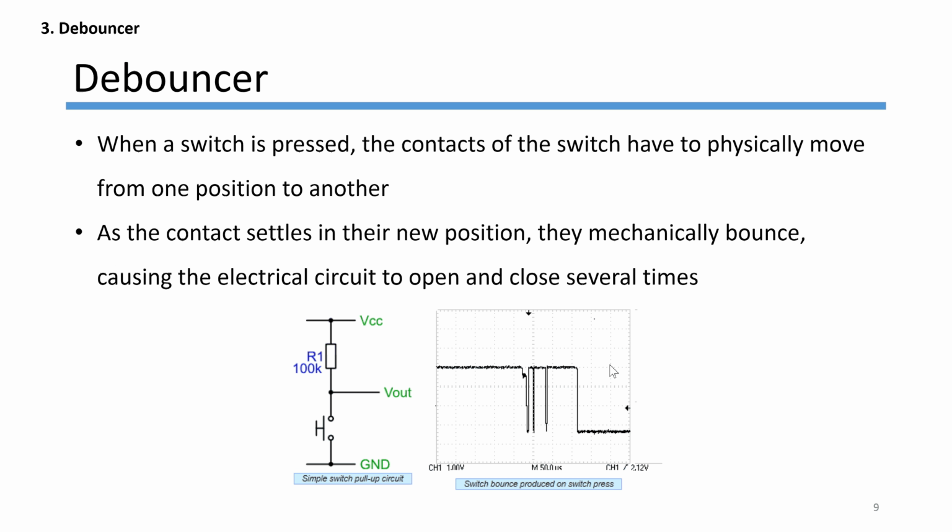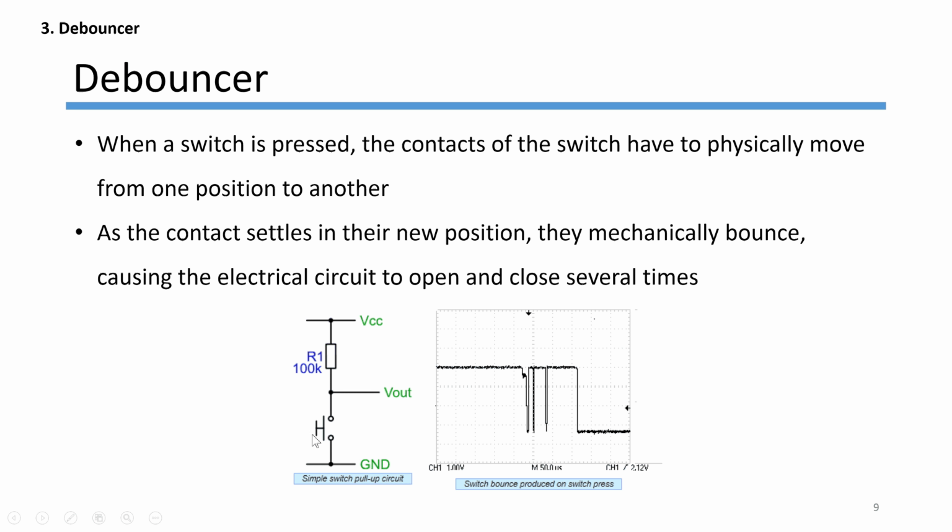Now, let's talk about debouncers. When a switch is pressed, the contacts of the switch will have to physically move from one position to another. As the contact settles in a new position, they mechanically bounce, causing the electrical circuit to open and close several times. So if you look at the image at the bottom, you have a simple pull-up circuit.